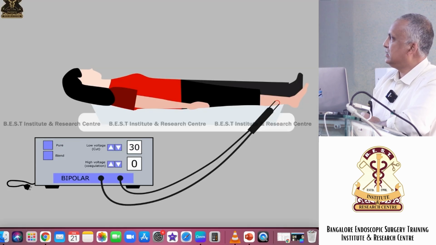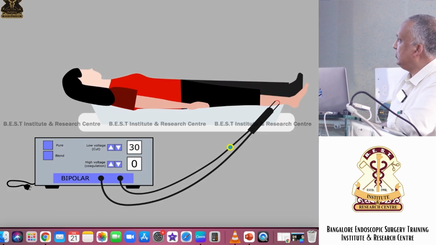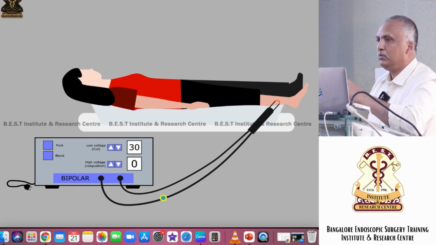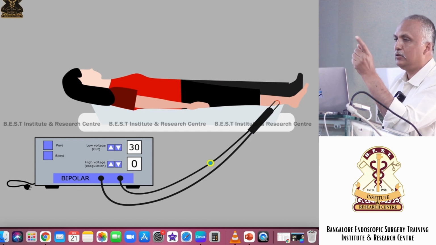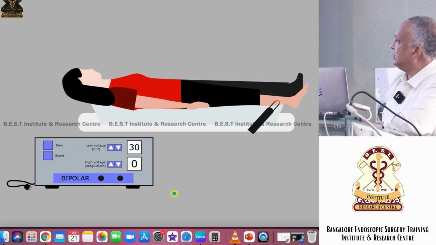Now this is bipolar. As I said, bipolar, what happens in the bipolar? You have energy going to the patient through one of the electrodes. This is like a loop. You can have a bipolar loop, you can have a forceps, you can have a grasper. It is not like a hook wave, it is not a single instrument. There are two metals which are together and it is coming through one and it is going through the other, and these two are not touching each other. Inside there is insulation between the two.